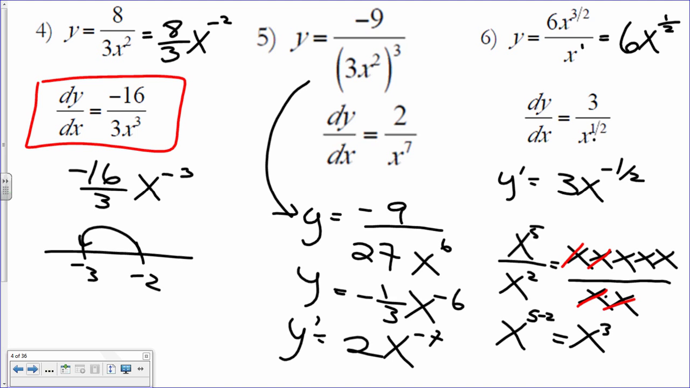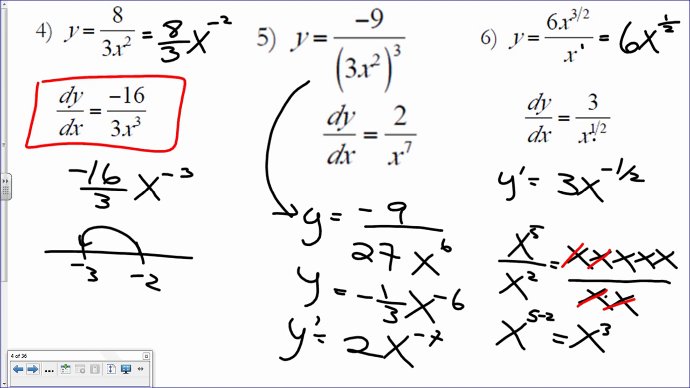Okay. Number 5, again, you have to rewrite it. So before I can get to this answer, I have to rewrite it. I have to cube out the 3x squared. 3 cubed is 27. X squared cubed, exponents to exponents, you multiply them. That's x to the 6th. And you're still not even done rewriting it. That's negative 9/27, or negative 1/3 x to the negative 6th.